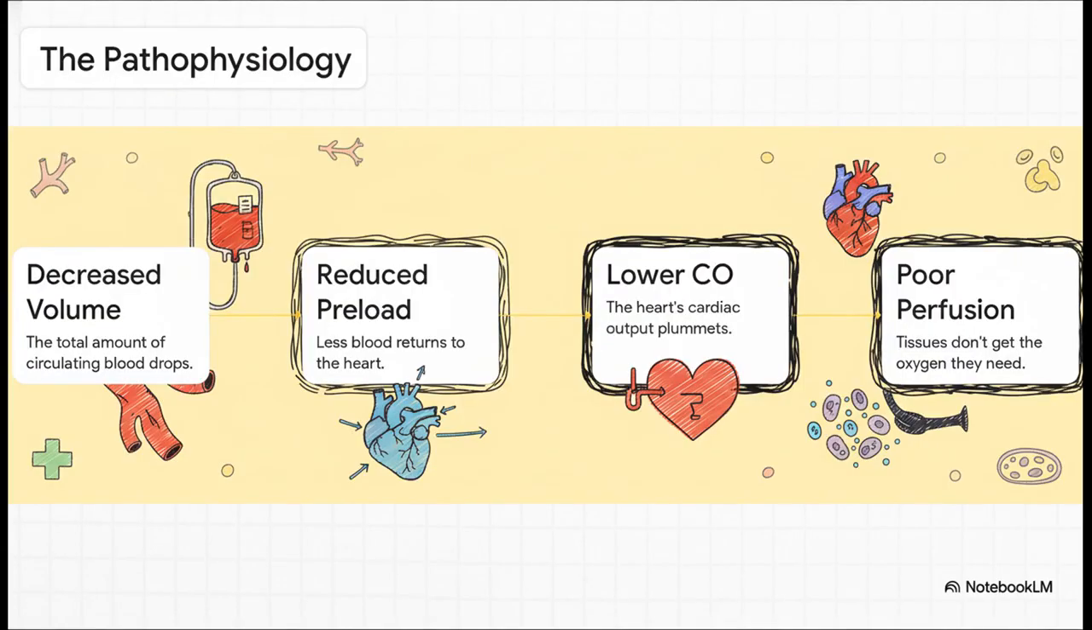So here's the domino effect. First, the total amount of blood goes down. That means less blood is returning to the heart, that's what we call preload. And if less blood comes in, well, less blood can be pumped out, so your cardiac output tanks. And of course, with less blood being pumped, your tissues just aren't getting the oxygen they need. It's a very straightforward and very dangerous cascade.